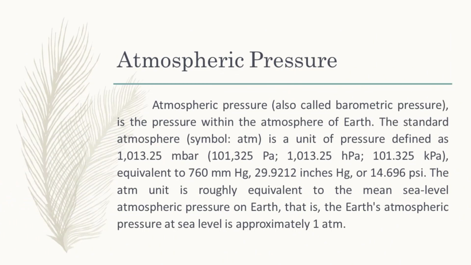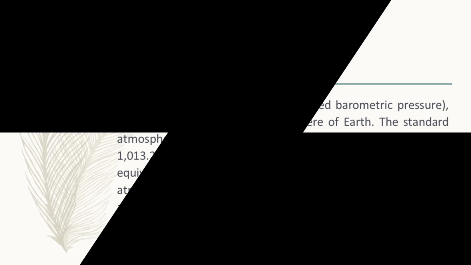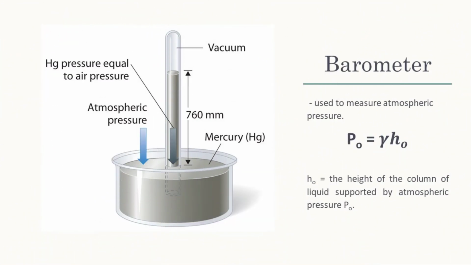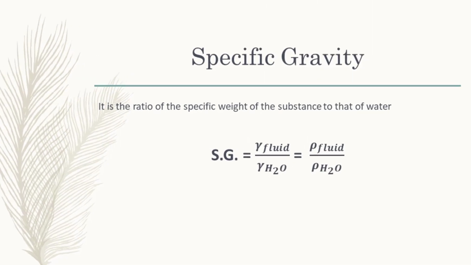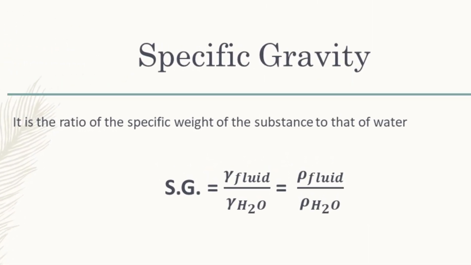Atmospheric pressure. Atmospheric pressure, also called barometric pressure, is the pressure within the atmosphere of Earth. The standard atmosphere, symbol, ATM, is a unit of pressure. The ATM unit is roughly equivalent to the mean sea level atmospheric pressure on Earth, that is, the Earth's atmospheric pressure at sea level is approximately 1 ATM. The instrument used to measure a barometric pressure is barometer. Specific gravity. It is the ratio of the specific weight of the substance to that of water.